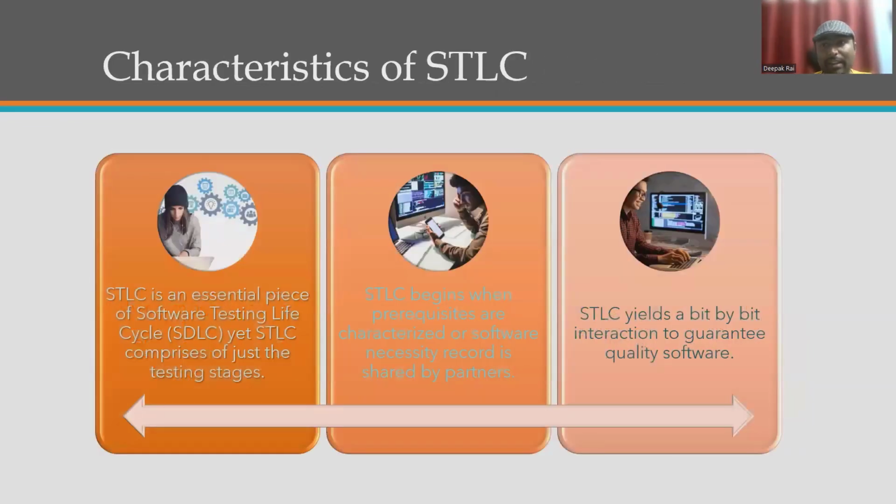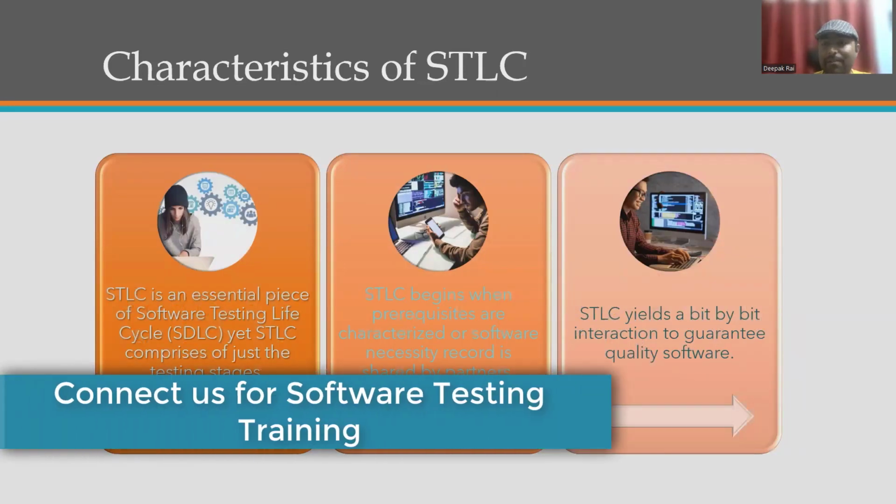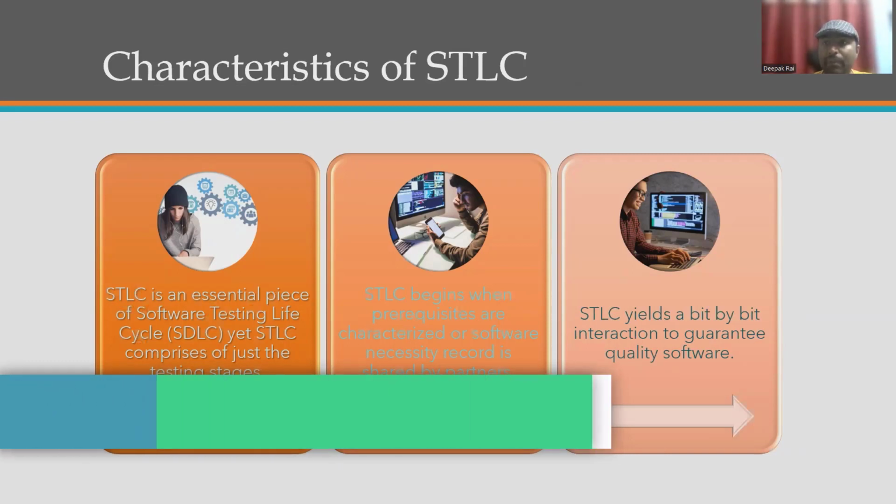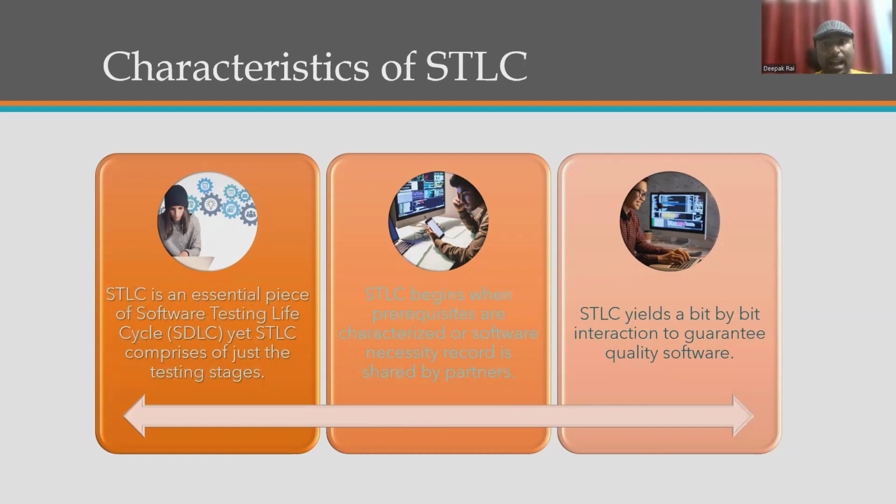What are the characteristics of STLC? STLC is an essential piece of the software development process. We are verifying the complete application end to end without missing any defect within the product. Otherwise, if any defects remain, the end users probably will not like the product, and they will run away from the applications. STLC begins when the prerequisites are characterized or the software requirement document is shared by the partners. STLC yields step-by-step interactions to guarantee software product quality.